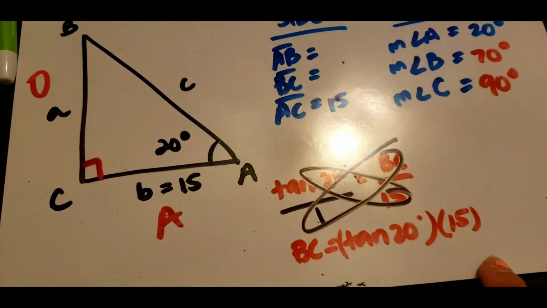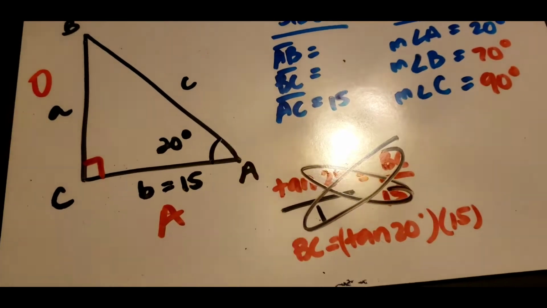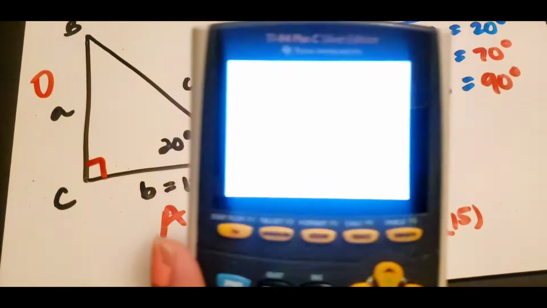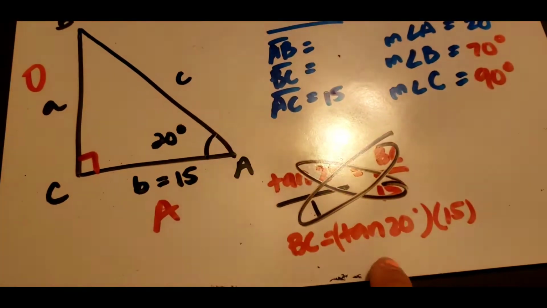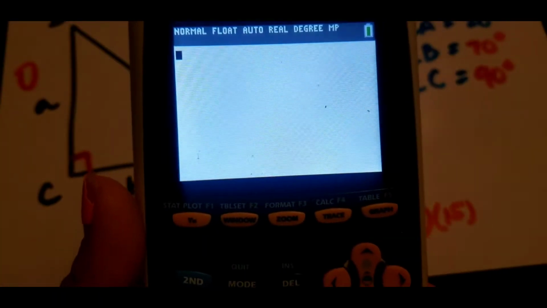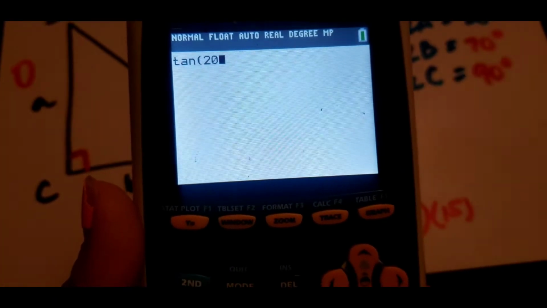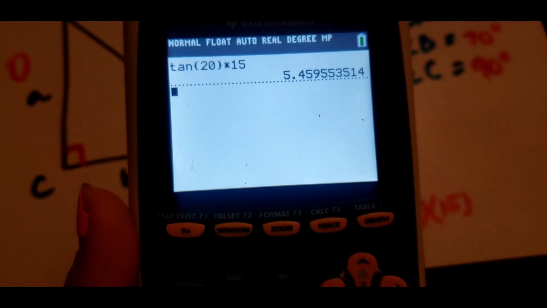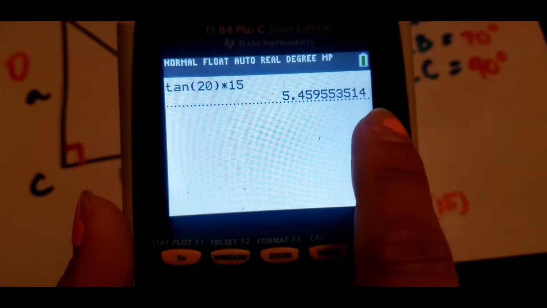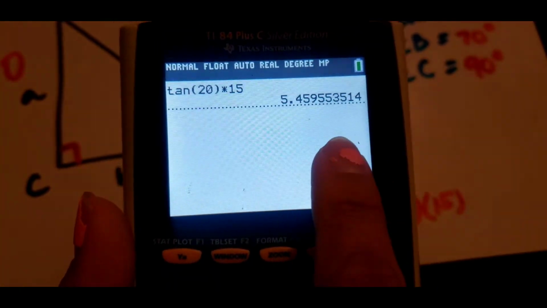Now, when it comes to this, I'm going to use the calculator. Okay. So when you have your calculator, make sure that it's in degree mode because we're working with degrees. Okay. So now we're going to plug in tangent of 20 times 15. Okay. And it always gives me a really long decimal. I don't care for it.